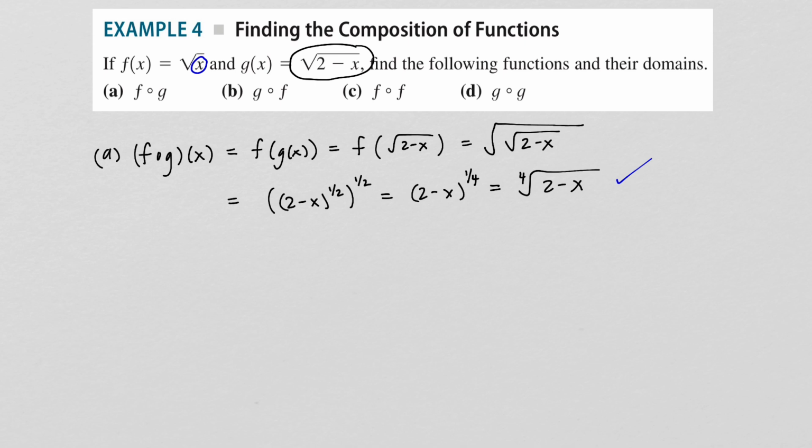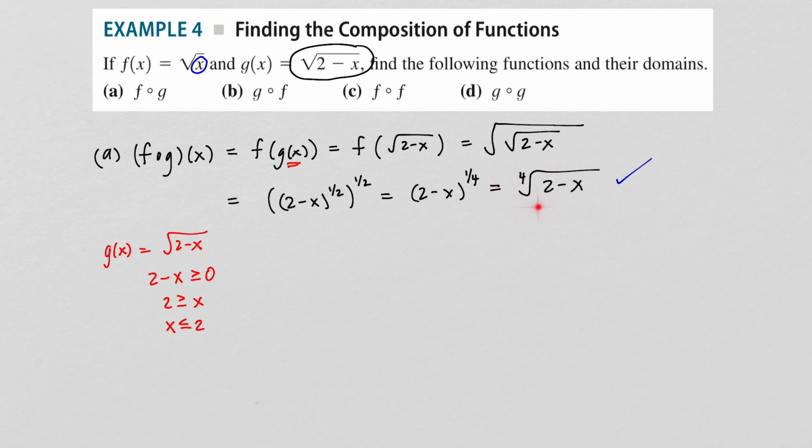Now, what about the domain? So for the domain, let's keep in mind that our inside function, g of x, already had a restriction. So g of x is the square root of 2 minus x. We know that no matter what, 2 minus x has to be greater than or equal to 0, right? Because you're not allowed to take the square root of a negative. And this says that 2 is greater than or equal to x, or x is less than or equal to 2.